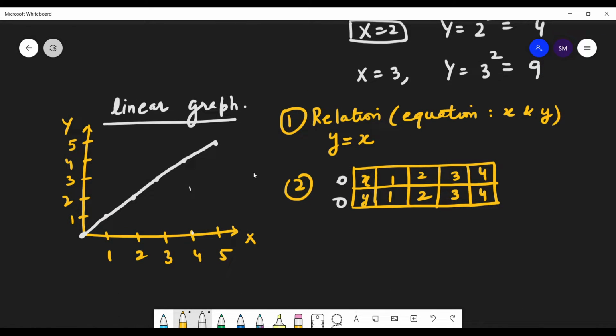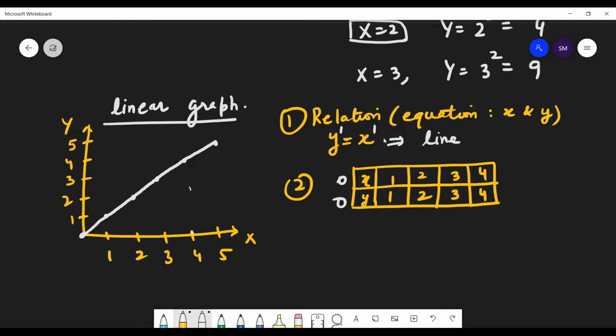In the linear graph, you can see the power of the variables is 1. So when the power of both the variables is 1, your graph will be a line. You will get a linear graph. Okay, so you'll get a line. So linear graph, you get a line.